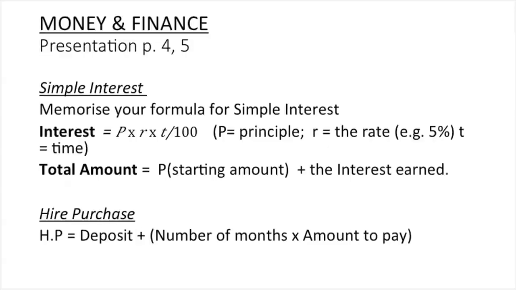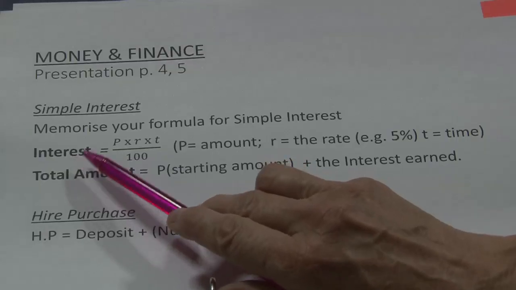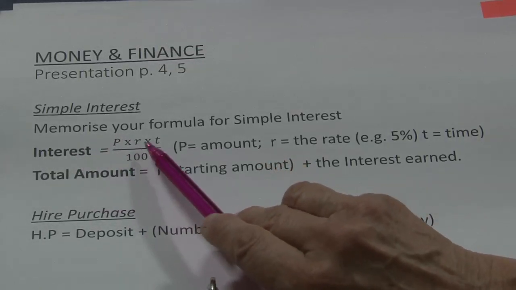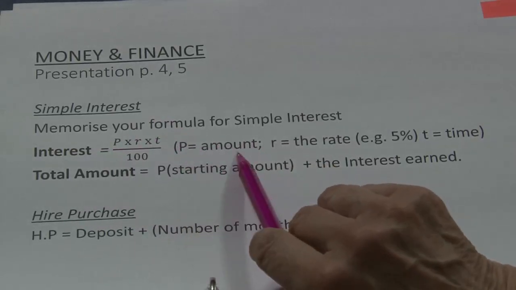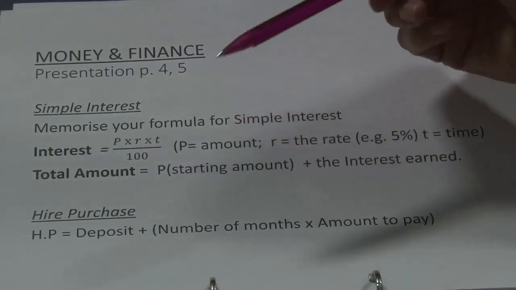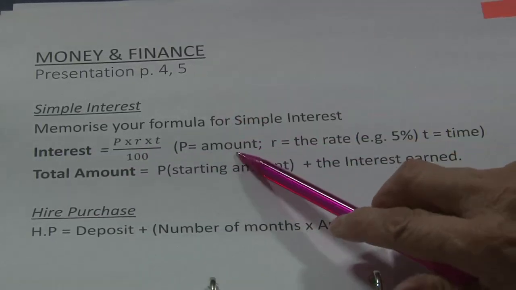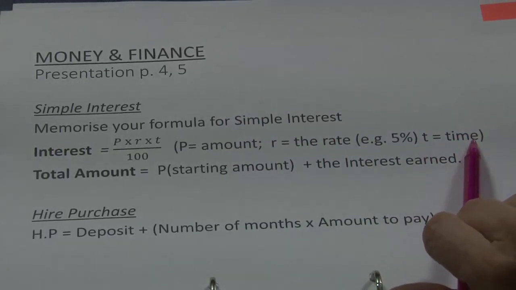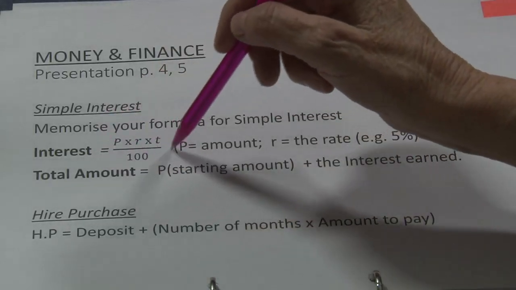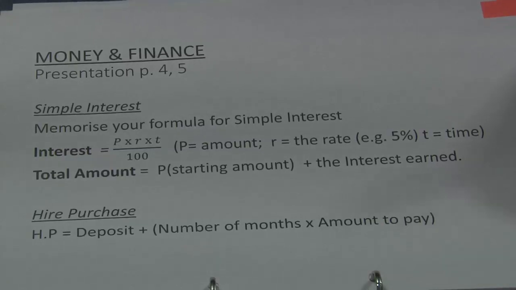Okay, money and finance. It's on the presentation, pages 4 and 5. Learn, study, memorize the formula for simple interest. Simple interest is principal times rate times time over 100, where the principal is the amount that you invest or that you deposit. The rate, for example, 5%, and T is for the time.